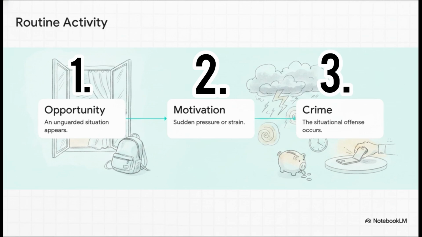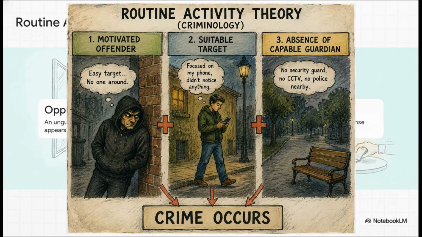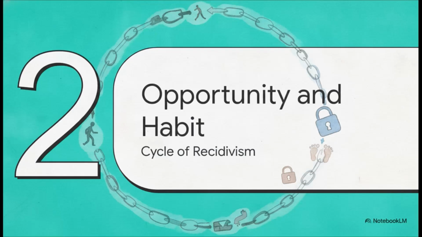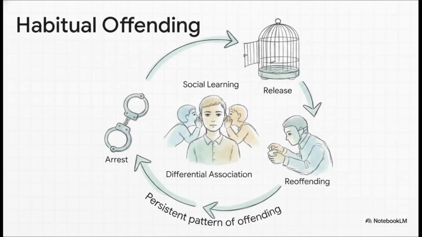The occasional offender has zero interest in a criminal career. They literally just act when a sudden pressure perfectly aligns with an easy opportunity. Section 2. Opportunity and habit. The cycle of recidivism. But what happens when it's not just an isolated incident?